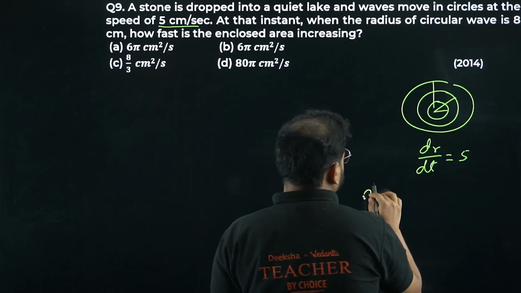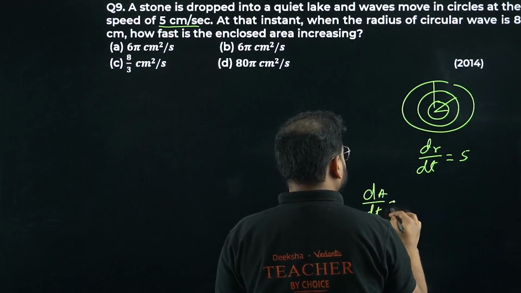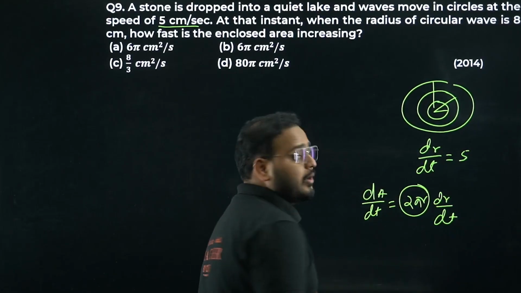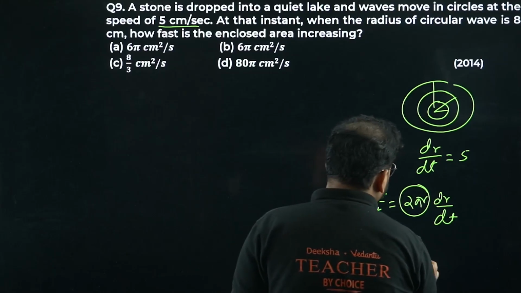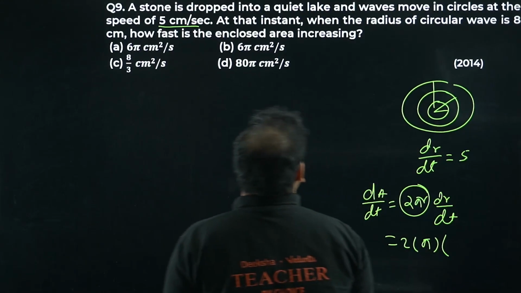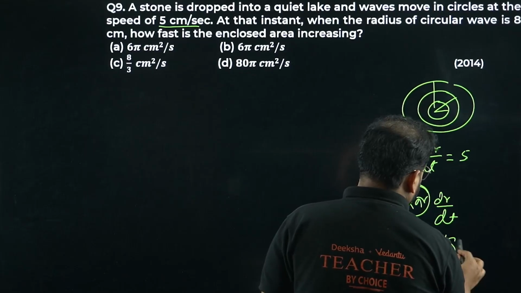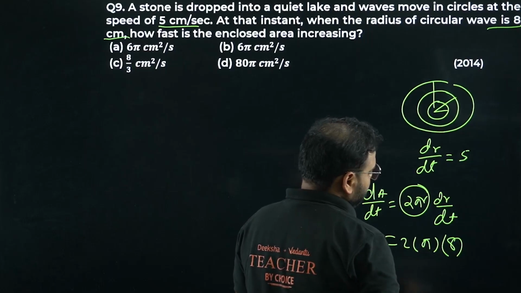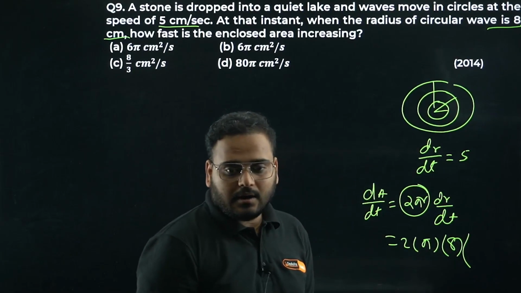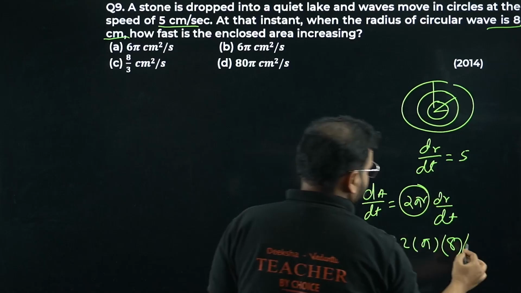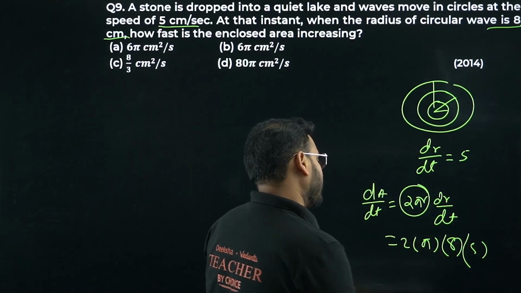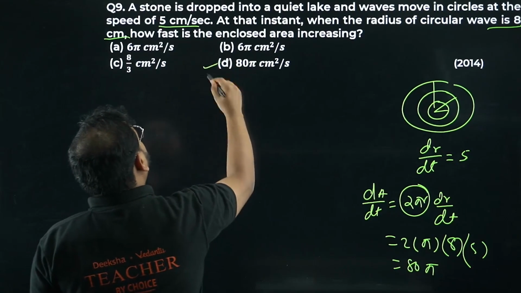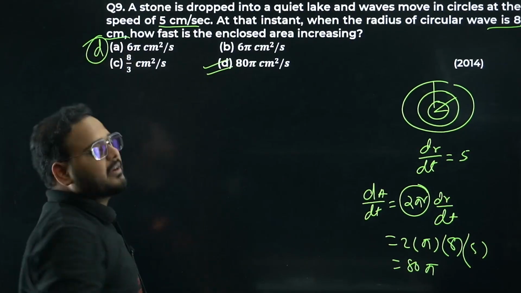When the radius of the circular wave is 8 centimeter, how fast is the enclosed area increasing? Same concept. dA by dt will become the same thing, 2 pi r dr by dt. How do we get this? By differentiating pi r square. We have the values now, so please multiply. 2 is there, pi is there. R is given as 8 centimeters, and dr by dt is nothing but 5. So I get 8 times 10, so 80 pi. Option D is correct. Question number 9 is done.